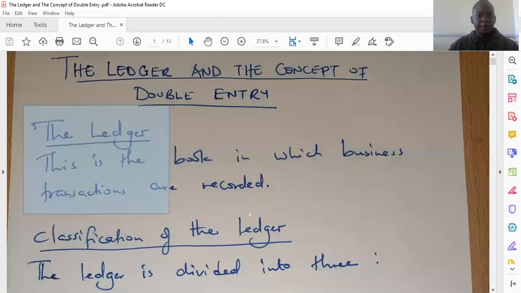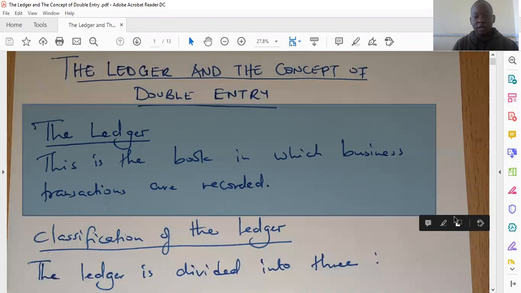In our first lesson, that is the first lesson of Introduction to Accounting, we defined accounting as the process of recording business transactions in the books of accounts. So transactions are recorded in books. The books in which these transactions are recorded are known as the ledger. So accounting involves the process of recording all business transactions in the ledger. In which case, the ledger is the book in which business transactions are recorded.